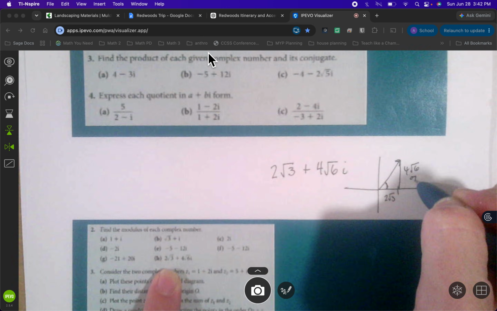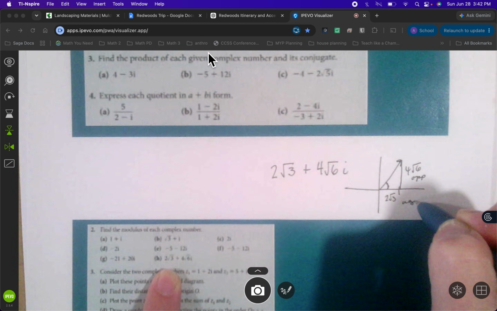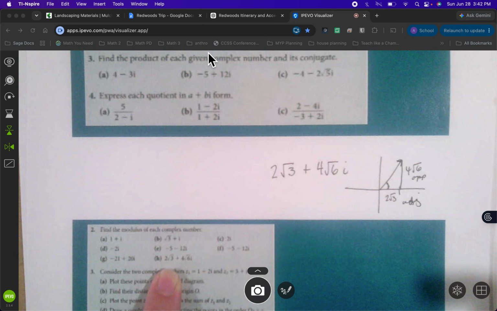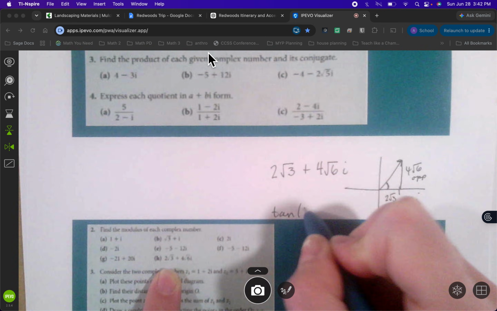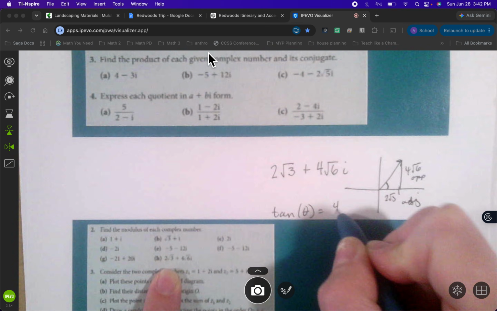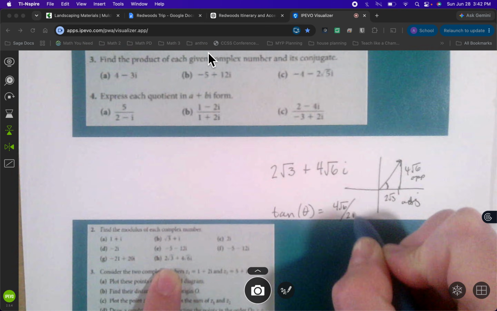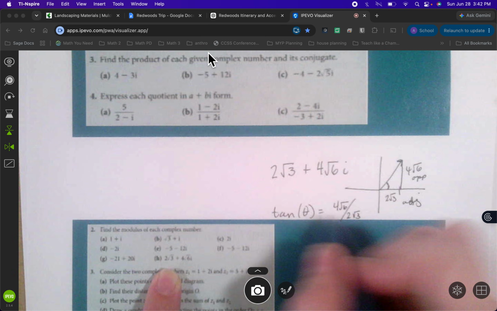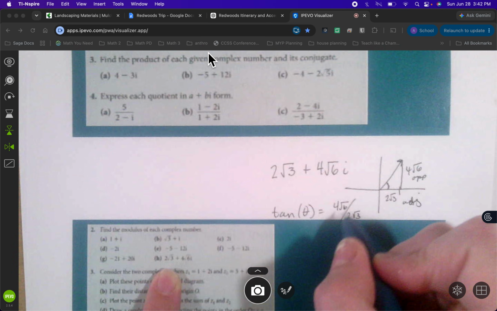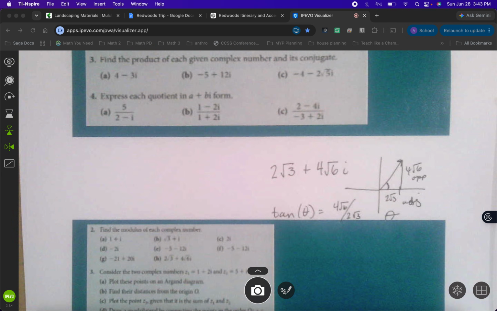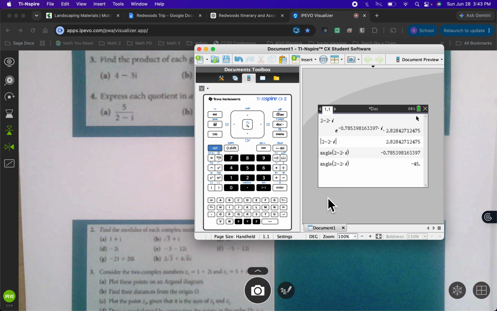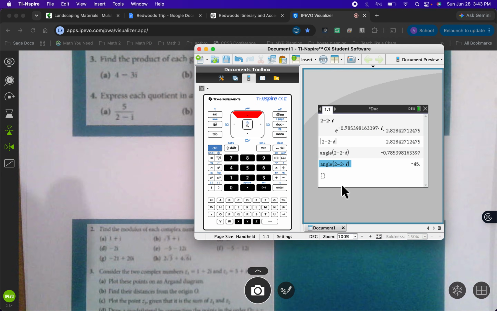So you're talking about opposite, adjacent. And so you could use tangent here to also find that. So you could just do tan of theta equals 4 root 6 over 2 root 3. Or you could just pop this right in as tan inverse of this side, and it should give you an angle. So let's really quick make sure we get it, we'll even steal this guy right here.